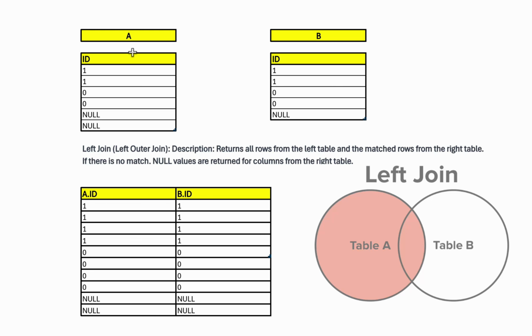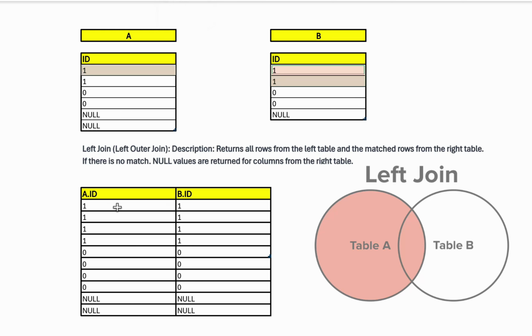So we have this table A and table B. We are applying the left join operation between table A and table B based on this ID. Let's look at this first row in table A. We have 1 here and we have two matches of 1 in table B.